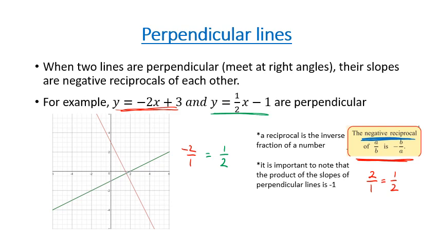One way to remember the negative reciprocal rule is that if you multiply both of the gradients of the lines and your product is minus 1, then those two lines are going to be perpendicular. So in our example, if we've got negative 2 over 1 and we multiply it by 1 over 2, this simply gives us negative 2 over 2, which gives us an answer of minus 1. So if your answer is minus 1 when you multiply both gradients, then you know they're perpendicular and you know that they are the negative reciprocals of each other.